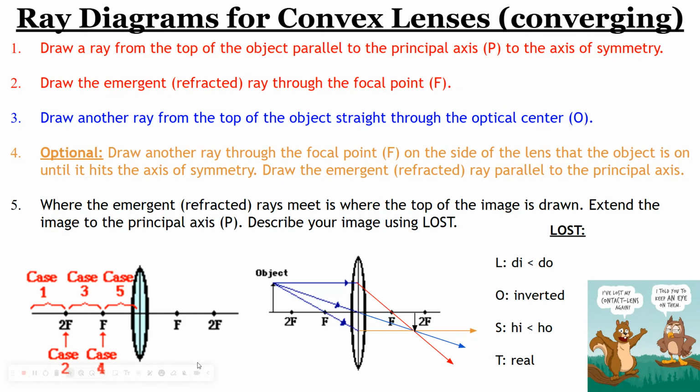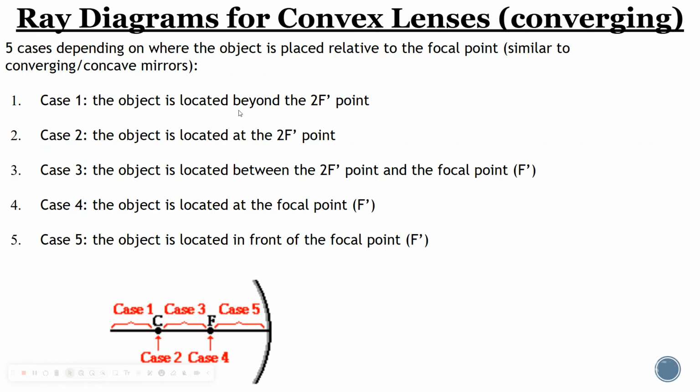So we're going to explore different cases here. We'll explore the case where the object is beyond 2F, which is what we saw here. We'll see the case where the object is at 2F, where the object is between 2F and F, and then where the object is between F and the optical center. So those are the 5 cases we'll explore.